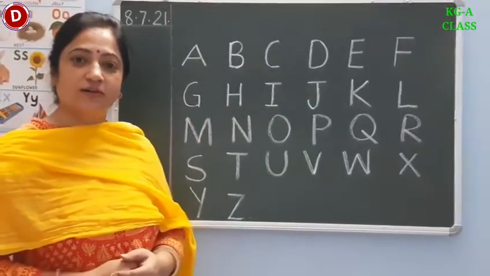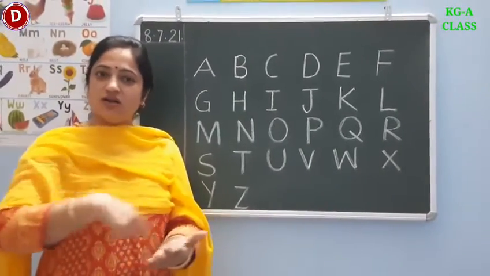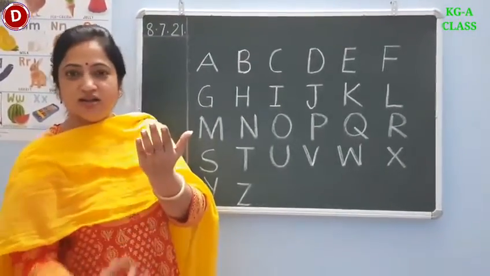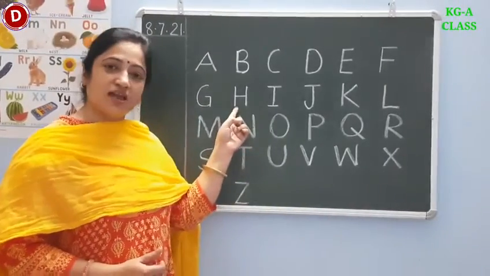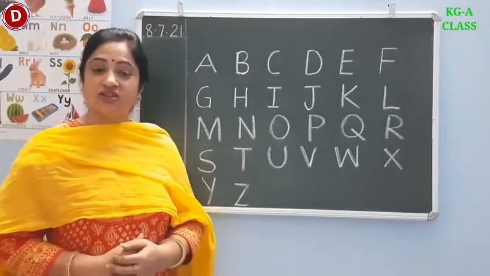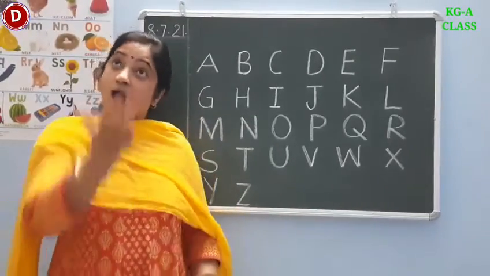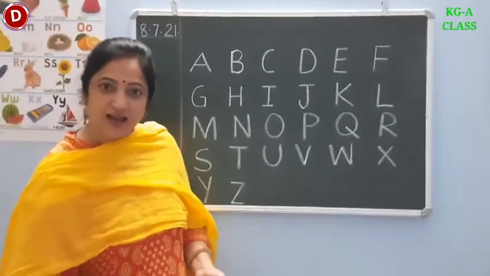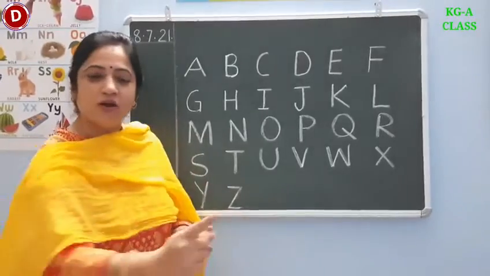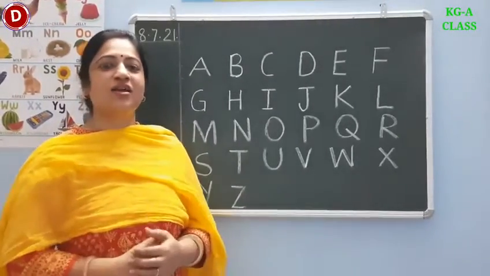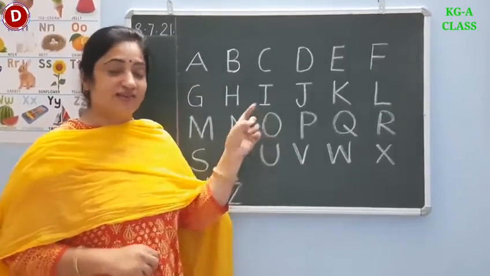Now children, G. G says g. The water gurgles down the drain. The water gurgles down the drain. G, g, g, g, g. G says g. Now comes H. The song of H is I like to hop, hop, hop, up and down. I like to hop, hop, hop, all around. H says hop.